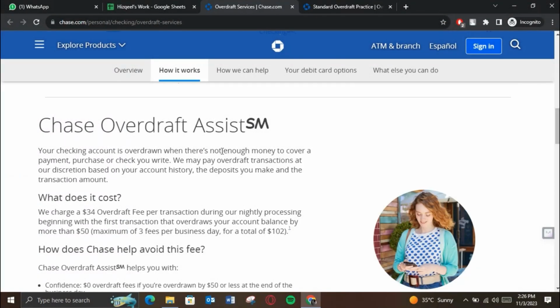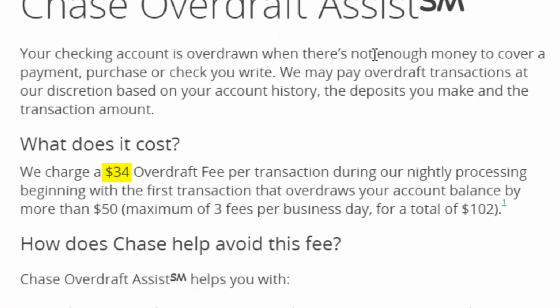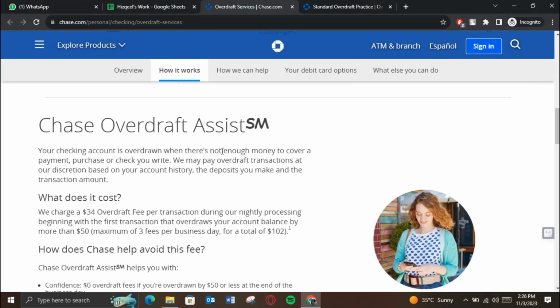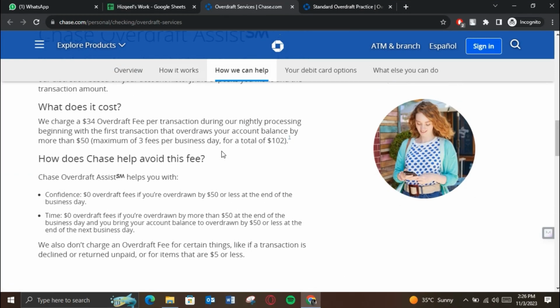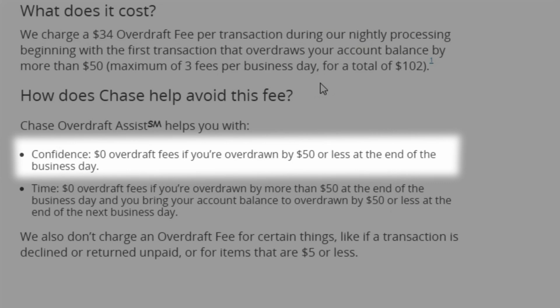Now what does it cost? We charge a $34 overdraft fee per transaction during your nightly processing beginning at the first transaction that basically overdrafts your account's balance more than $50, with a maximum of 3 fees per business day for a total of $102. You can also avoid this fee by having a $0 overdraft fee if you are overdrawn by $50 or less at the end of a business day.